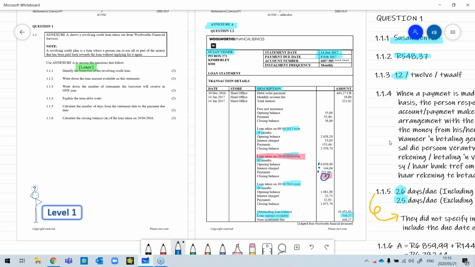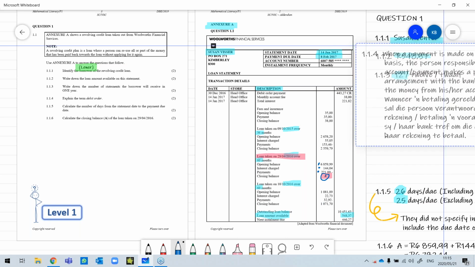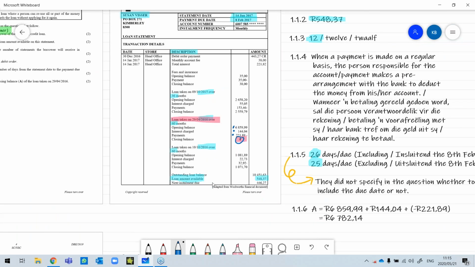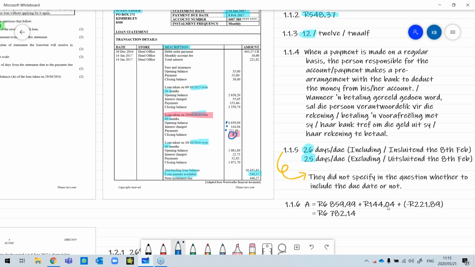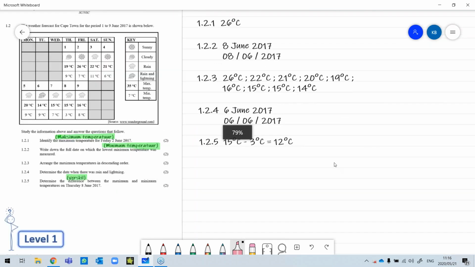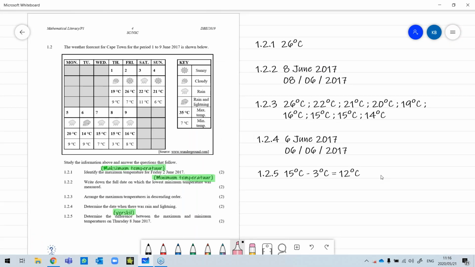So if we have a look at the calculations over here, sorry about that, you will see that the opening balance, adding the interest, and then subtracting the amount that she paid, gives you a final answer of 6,782 Rand and 14 cents. Okay, I hope that makes sense to all of you. Let's have a look at the next question over here.